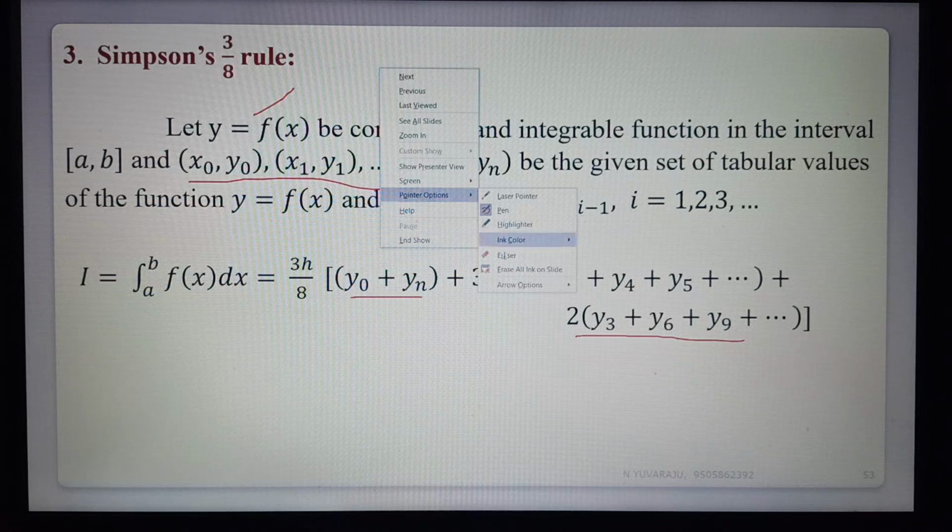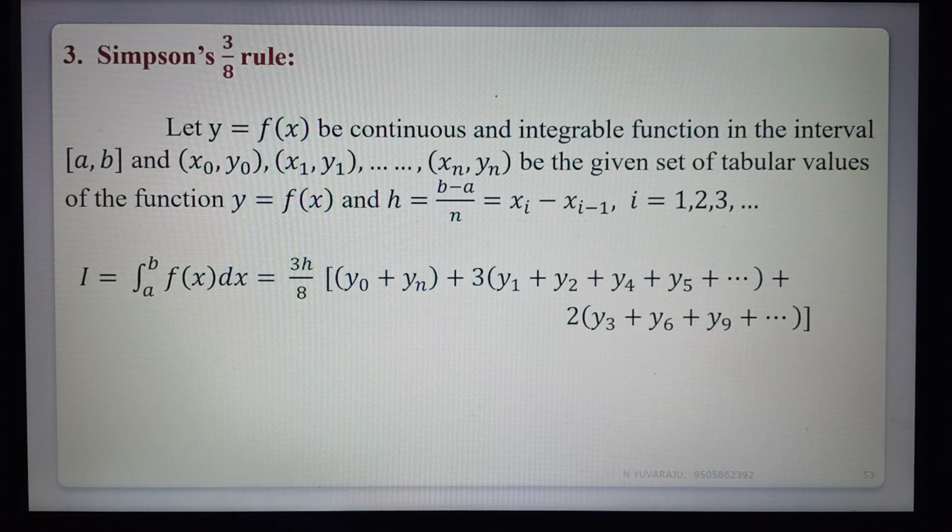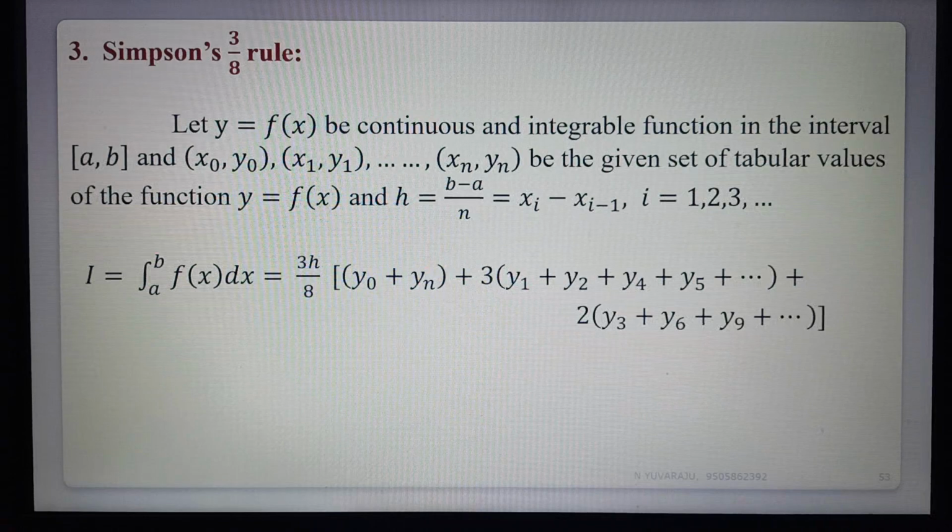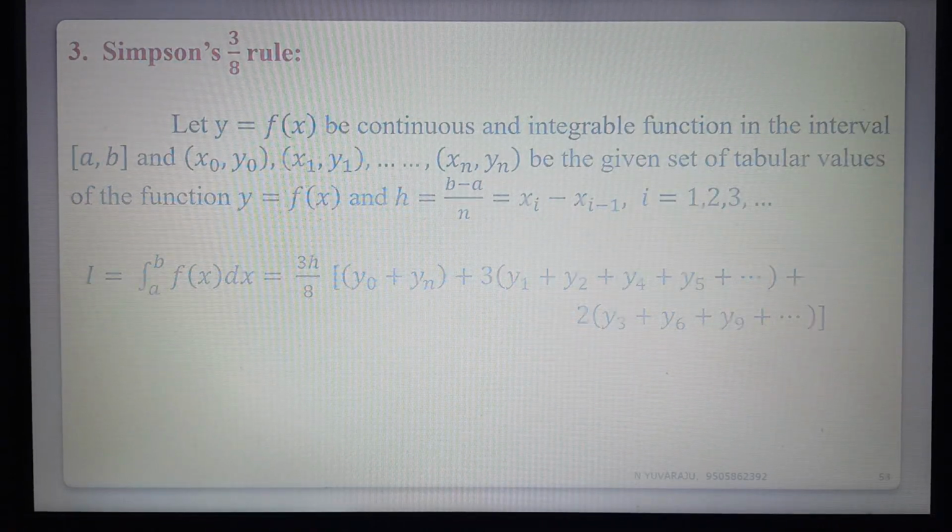So these are the three formulas. Now see the examples.